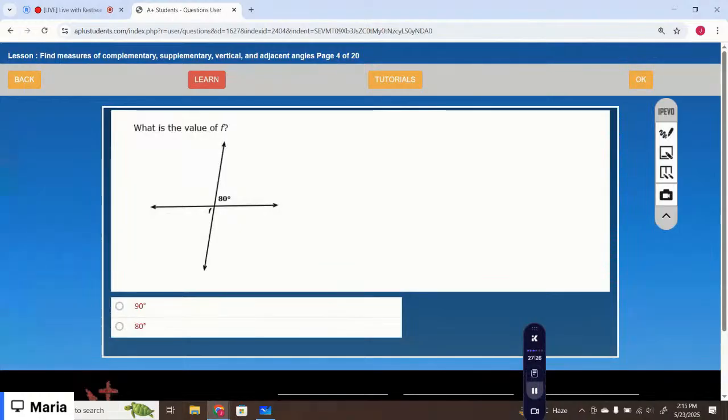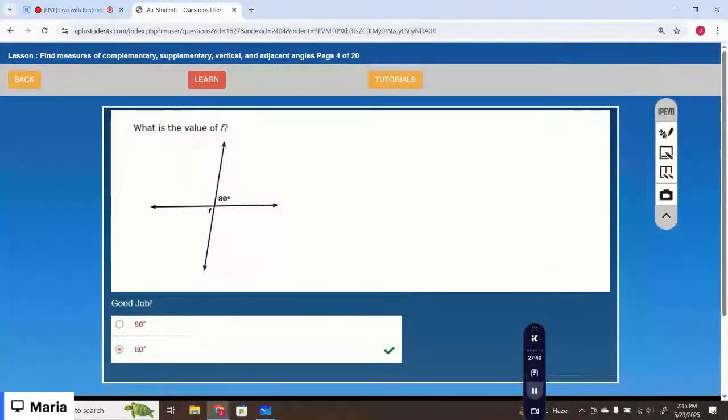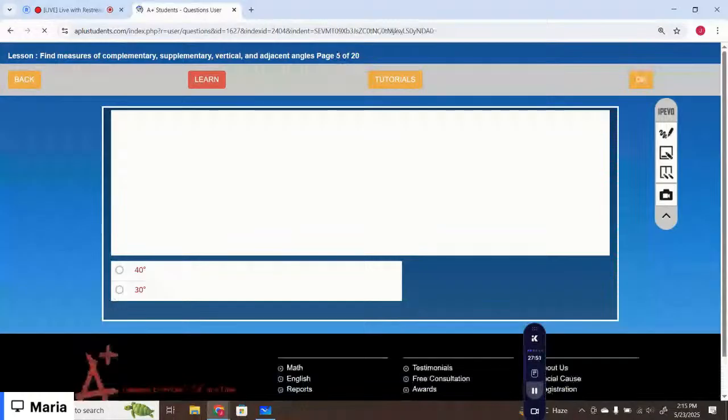What is the value of F? The angle F and 80 degrees are vertical angles, so they measure exactly the same. Choose the correct option.